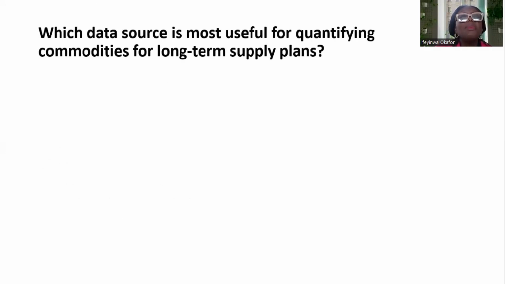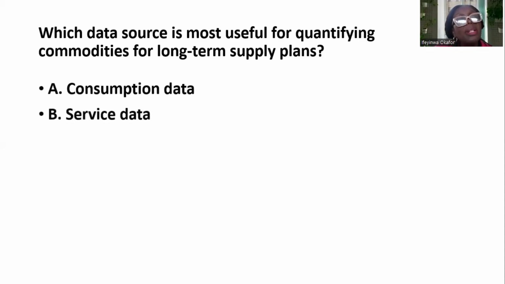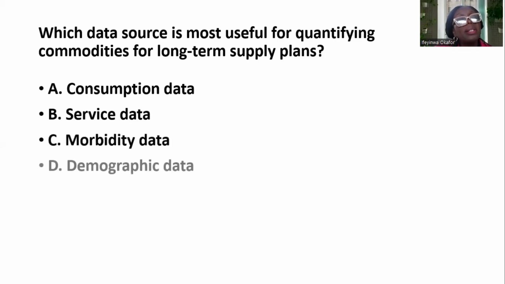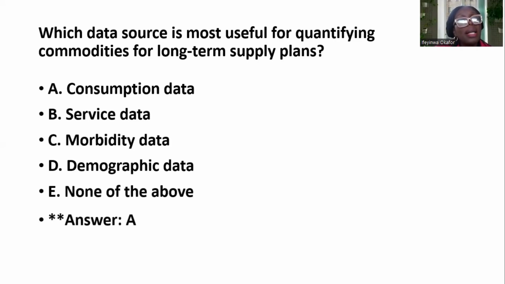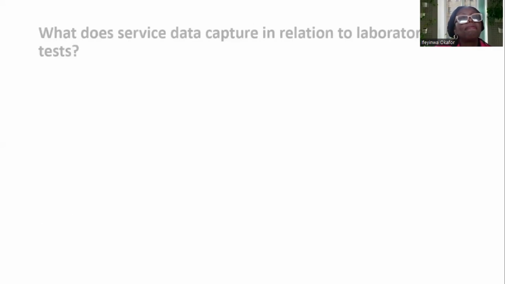Which data is most useful for quantifying commodities for long-term supply plans? We have consumption data, service data, mobility data, demographic data, none of the above. And our answer is A, consumption data.